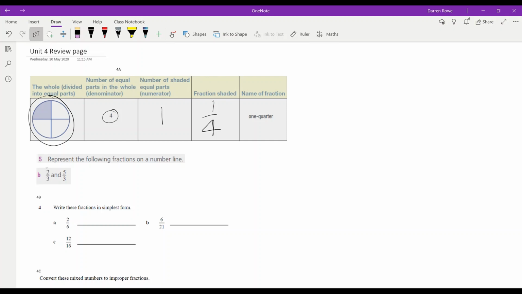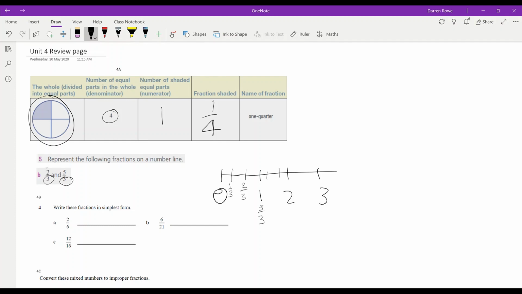Represent the following fractions on a number line. As you can see here, you have your little stages, and you can write 1 whole, 2 wholes, 3 wholes, whatever, and 0 on there. But because they're thirds, they're out of 3, so each whole needs to be cut into 3. So that's 1/3, 2/3, and 3/3, which is the same as 1. You can do either one, it doesn't matter.